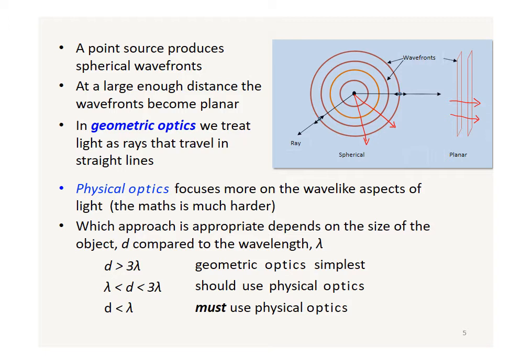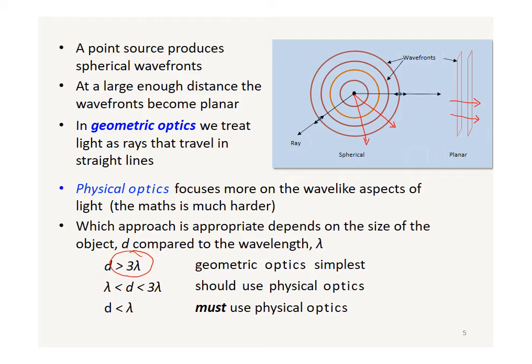Now, for geometric optics to be strictly true, we need to always be considering elements that are much larger than the wavelength of light. And in these conditions, we can neglect wave effects such as diffraction. So the relationship between geometric optics and wave optics, or physical optics, is kind of similar to that between classical mechanics and quantum mechanics.